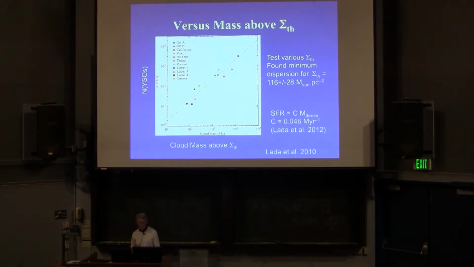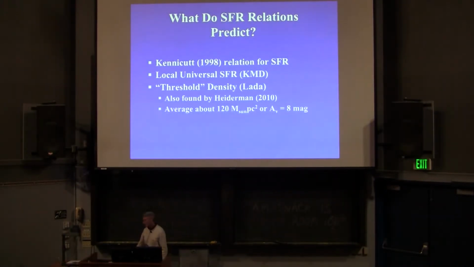Okay, so that was published as the basic result in 2010, and then he wrote a more speculative paper, I'd say, in 2012, suggesting that this was a kind of a universal law. So now we've got 3 different possible predictions here. We've got the Kennicutt relation. We could just say, what if that applies everywhere?